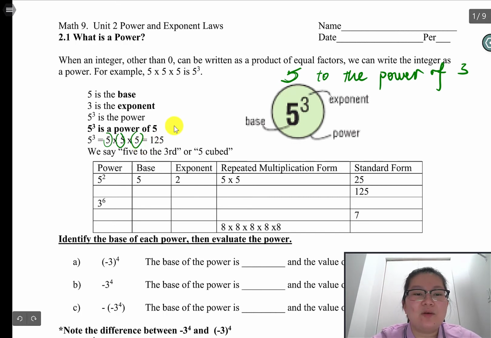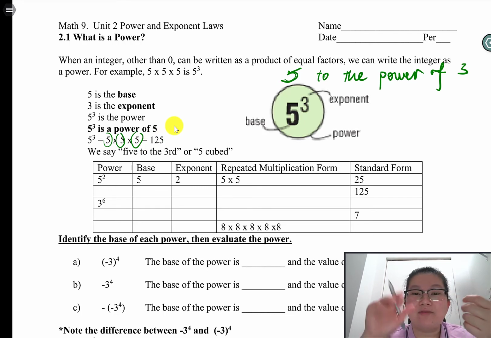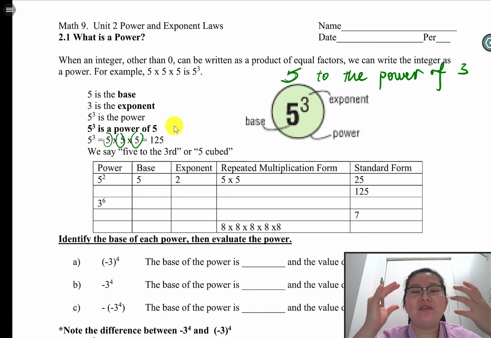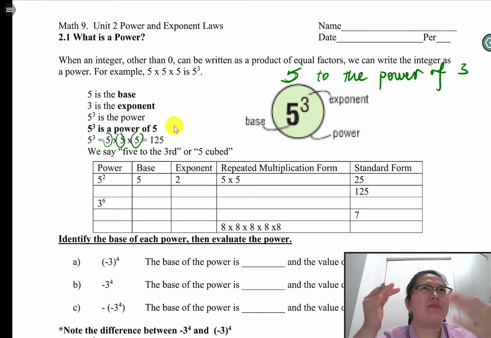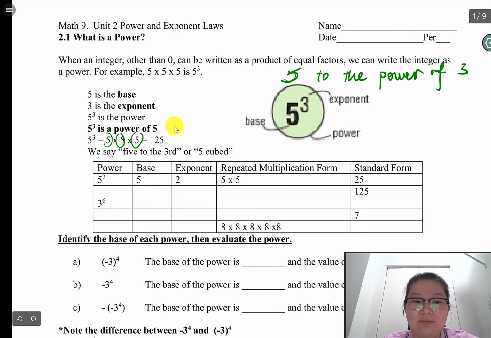Some phones or calculators on phones or computers don't have the power symbol. If you understand what a power is, you can just brute force, go 5 times 5 times 5. How many times did I say 5? 3, okay? So that is the idea of what a power means.